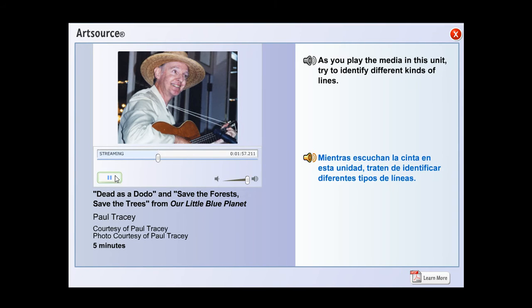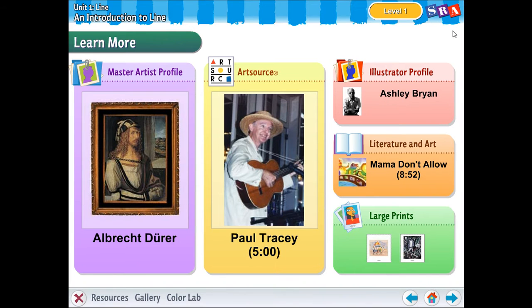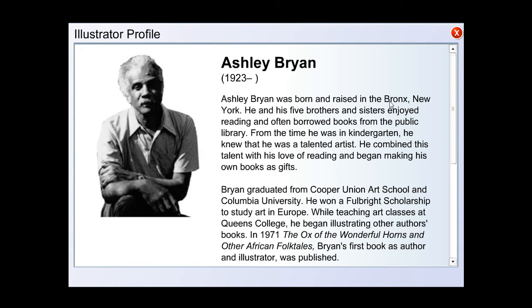Okay, I think that's enough of that. So let's look at the illustrator profile. This guy's name is Ashley Bryan. Whenever you see a number like this in parentheses, 1923, the first number is always when that person was born. And if there's no second number, if it says a dash and there's an empty space and not another 4 numbers, it means that person is still alive. So he was born in 1923 and he's still alive.